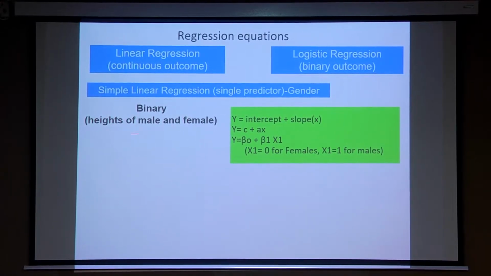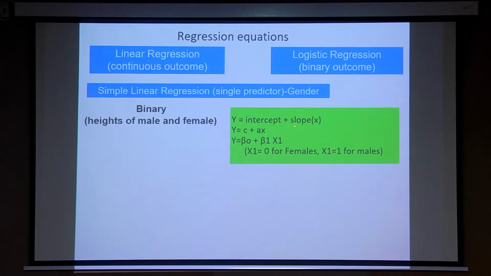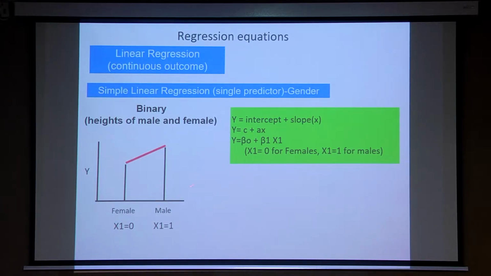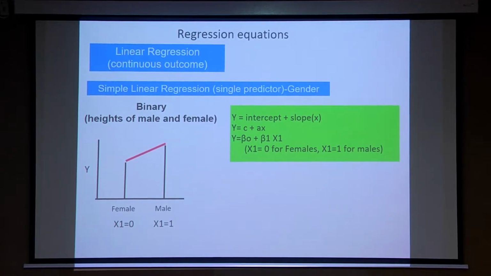So here we take binary categorical data, that is height of male and female. It will be expressed like this: intercept plus slope, where x1 is 0 for females and x1 is 1 for males. So female is the reference point. X1 is 0, so they form the reference group, and you will get the value for males if you apply the slope calculation.